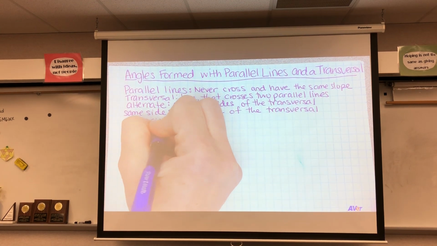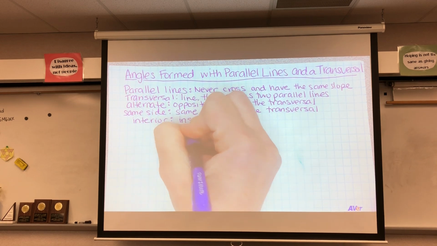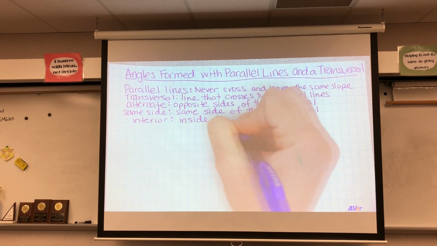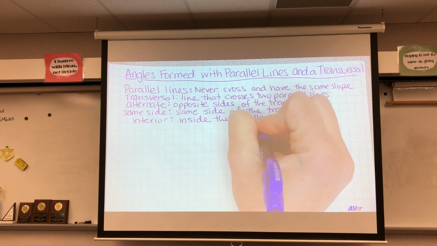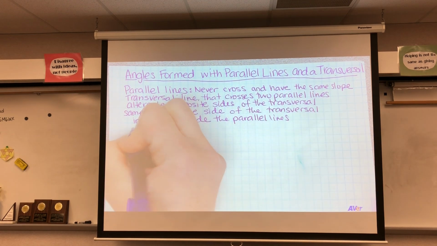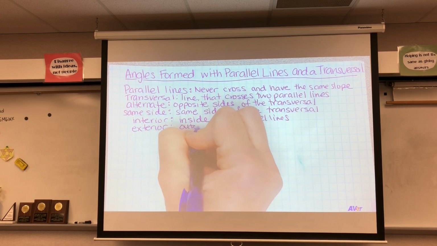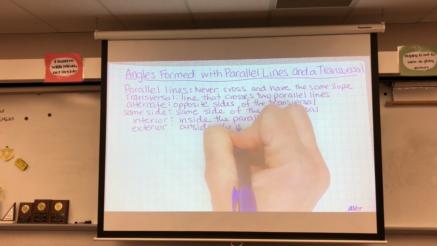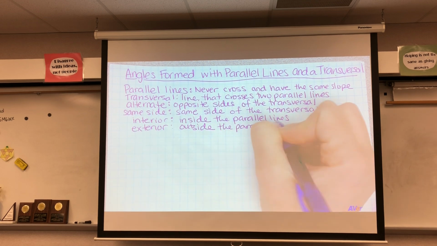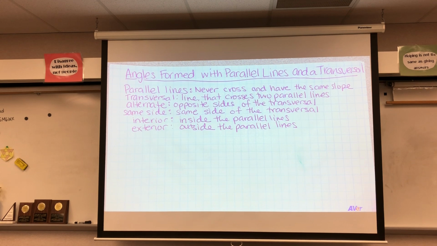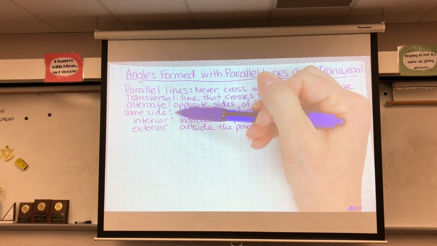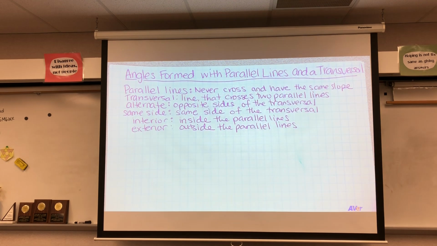So interior means inside the parallel lines, versus exterior means outside the parallel lines. And we want to talk like a mathematician. So when we're describing all these things, I need you to use one of these words and one of these words. You're not allowed to go, well, they're just on opposite sides. No, you must use alternate. You can't just say it's inside, it has to be interior.